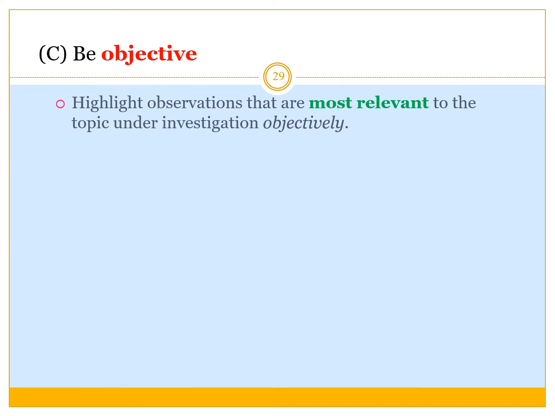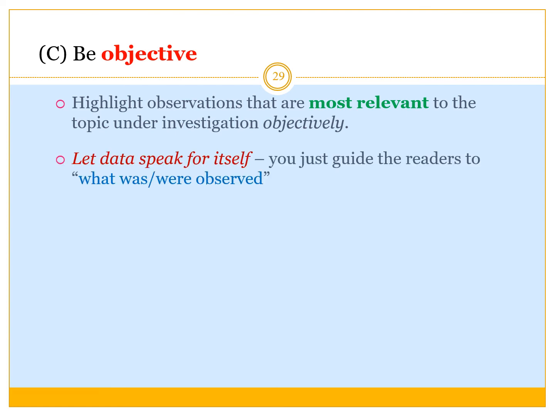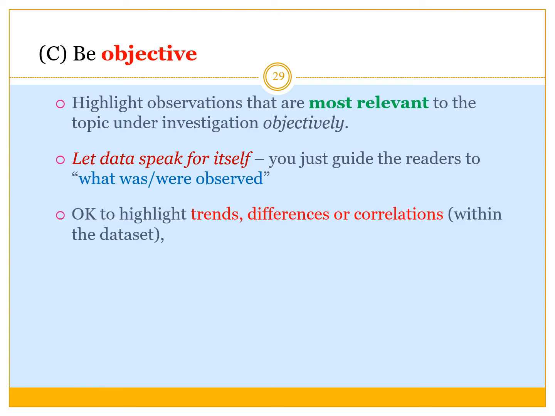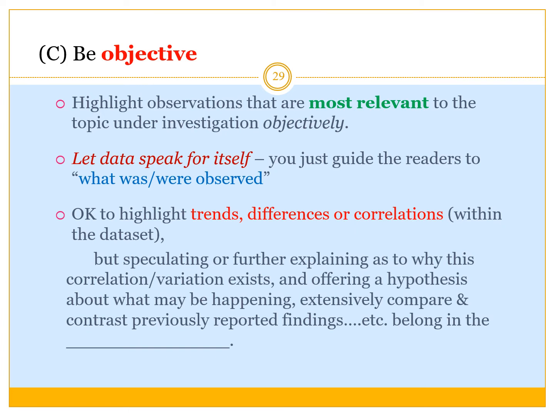So you need to be objective. Highlight the observations that are very relevant to your investigation objectively. Let the data speak for itself. You just need to guide the reader to what was observed. You do not interpret the results at this part of the writing. You just report the data correctly and highlight the trends and differences and correlations between the data sets. So this is one of the examples.